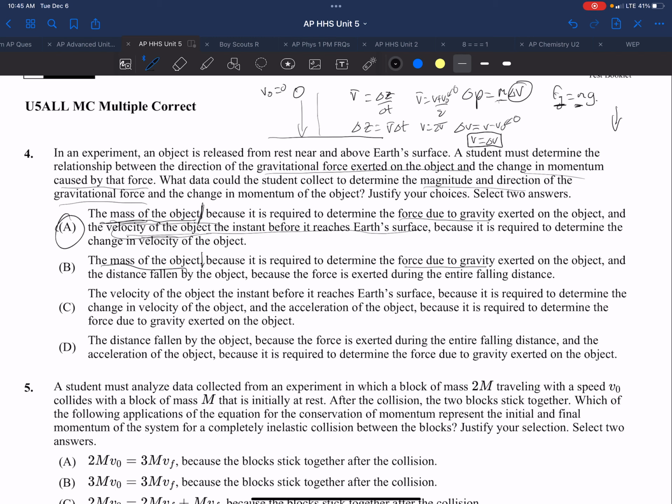So if we know that height, we can find delta z, and that delta z would allow us to find the average velocity if we know the change in time. But we also know that the distance fallen, delta z, is 1/2 a t squared plus v0 t. And the v0 is 0, so that drops out. And if we know delta z and we know a, then we have t. And delta t is t, which is delta z over the average velocity.